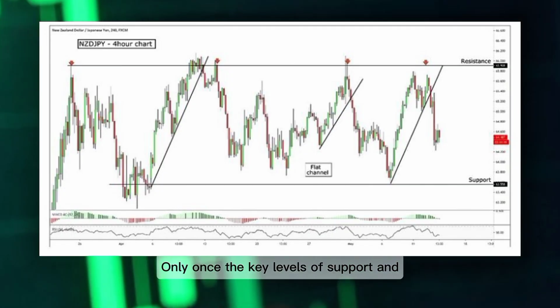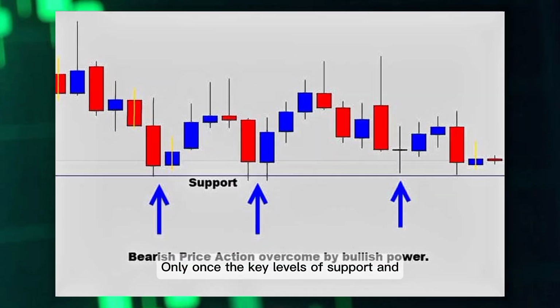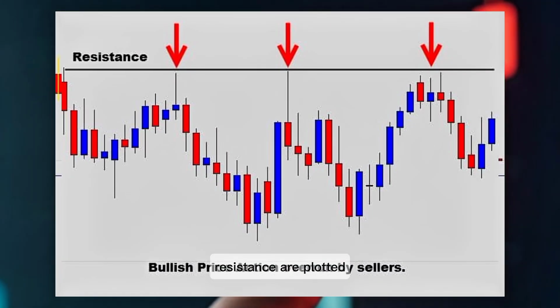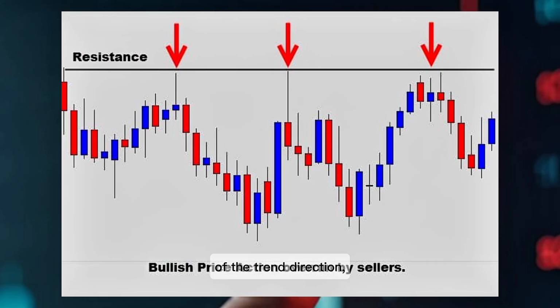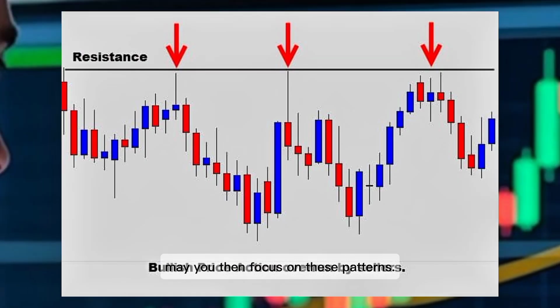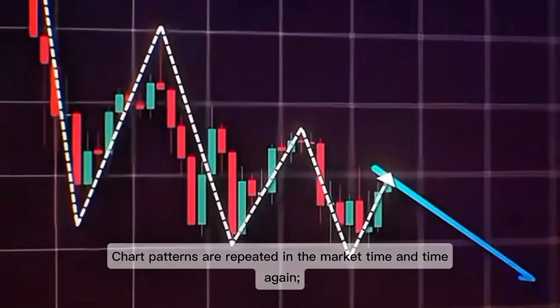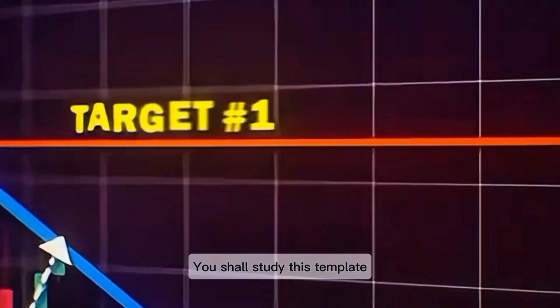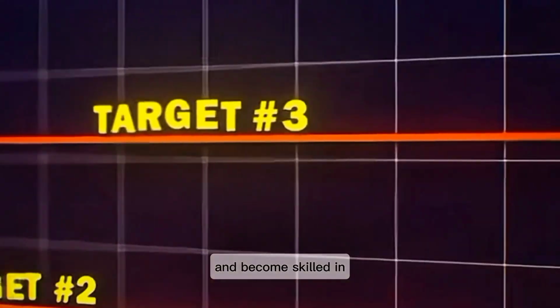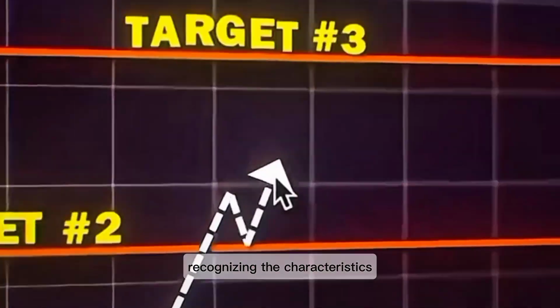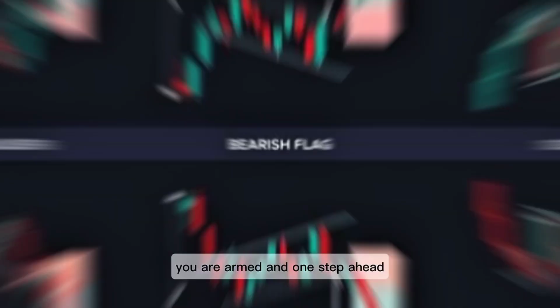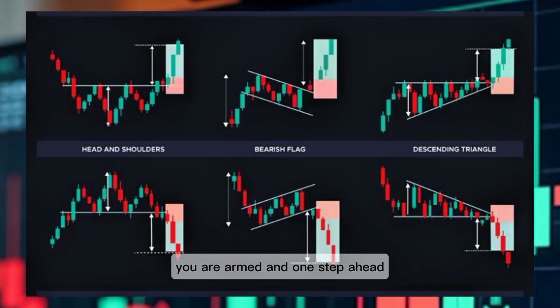chart-based rules. Only once the key levels of support and resistance are plotted, along with the determination of the trend direction, may you then focus on these patterns. Chart patterns are repeated in the market time and time again. Think of it as a template. You shall study this template and become skilled in recognizing the characteristics of certain patterns so that you are armed and one step ahead of the market.